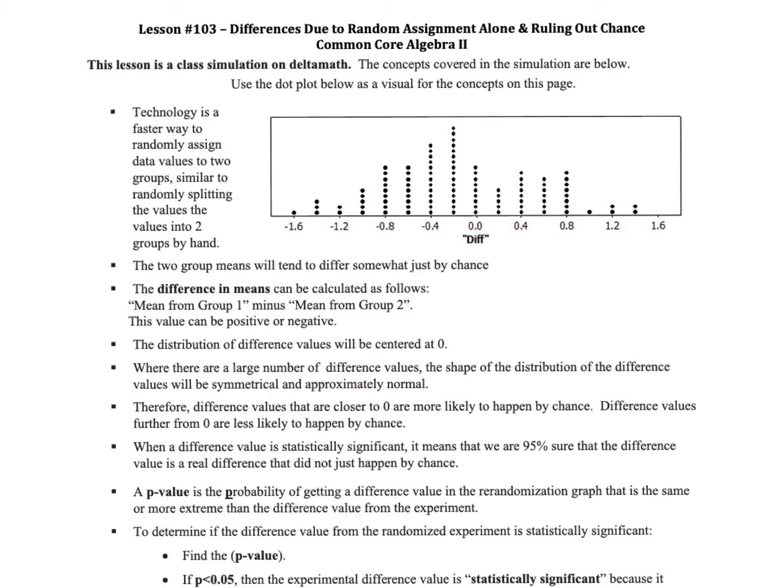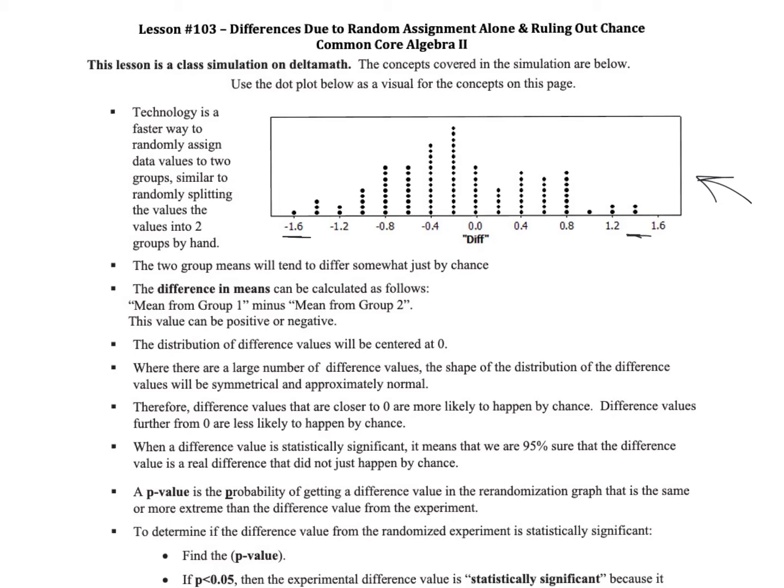So based on the simulation we did on Delta Math, these are the things that you want to have as takeaways. So here is a dot plot, just similar to those dot plots that we made. Now, the mean differences here range from negative 1.6 to 1.4. So that's the same idea.